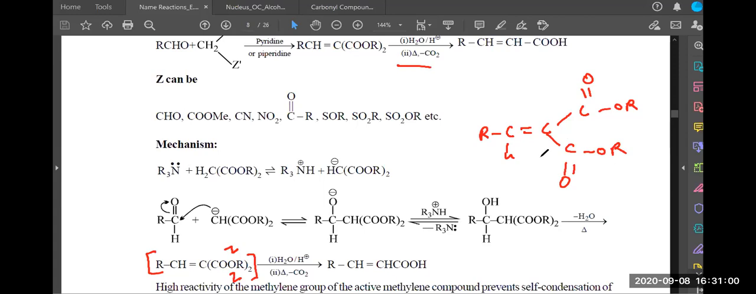Okay. Now, if you give H2O, H plus, what will happen? How many of you remember this? If you give H2O, H plus, this will happen. How many of you agree with this? Because see, when you link each and every concept, yes or no? After giving H plus, H2O, this will be your product. OR will be replaced by OH. Yes or no?